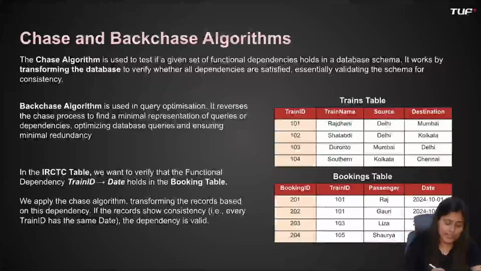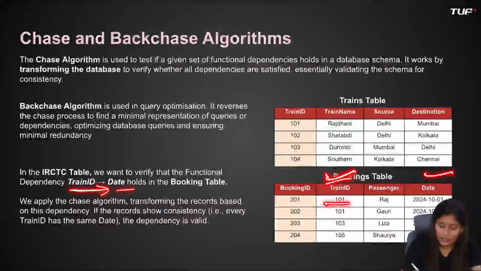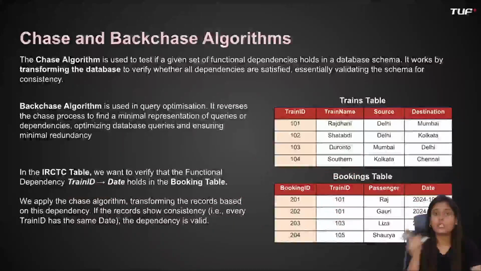Let's suppose in the IRCTC table, we can verify functional dependencies like train ID defines date. For ID 101, we have the same date, right? So we can say that this functional dependency holds true in the bookings table. We can say this is because of the chase algorithm, right?